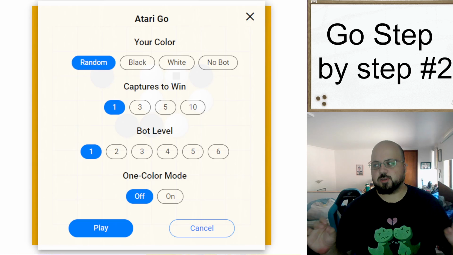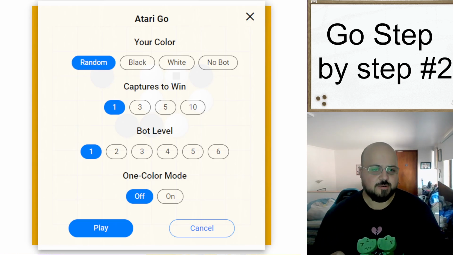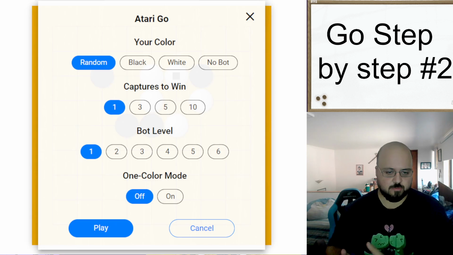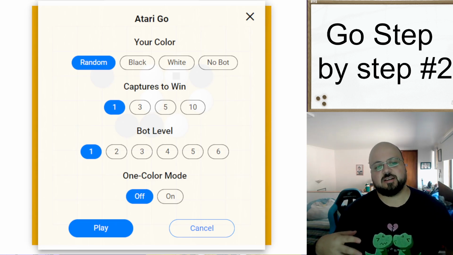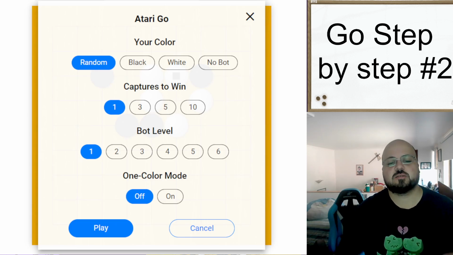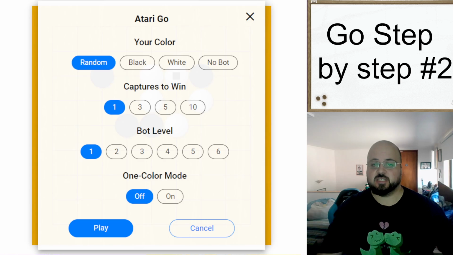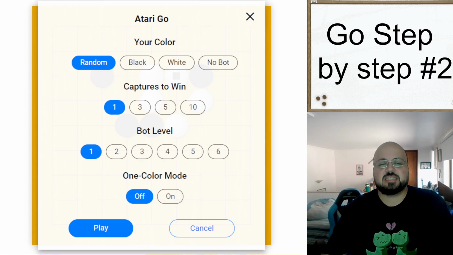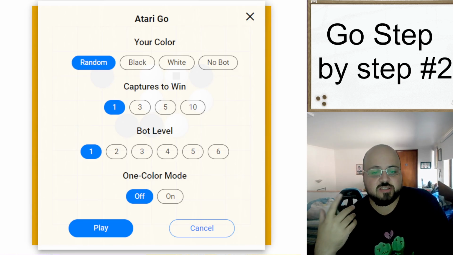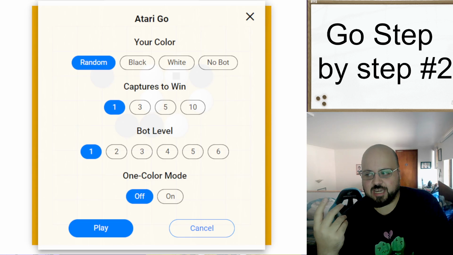What we will do today, the second lesson in Learning Go Step by Step, will be about Atari Go. Atari Go is part of a Japanese way of teaching Go that tries to teach you by playing. The game is like capture Go. The first that captures one stone will win the game.